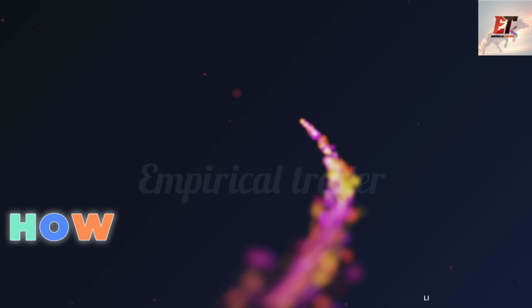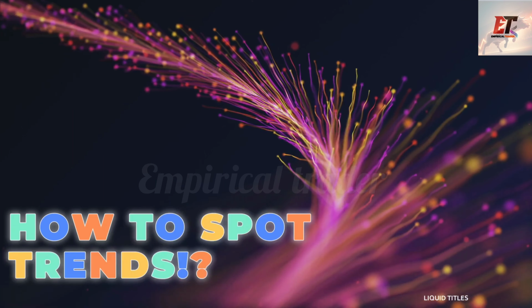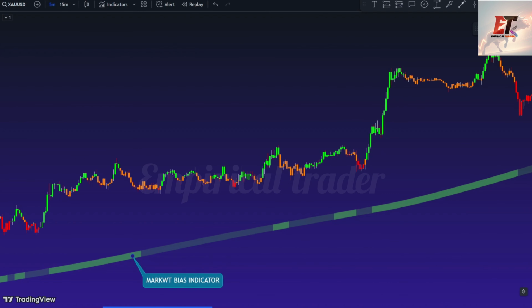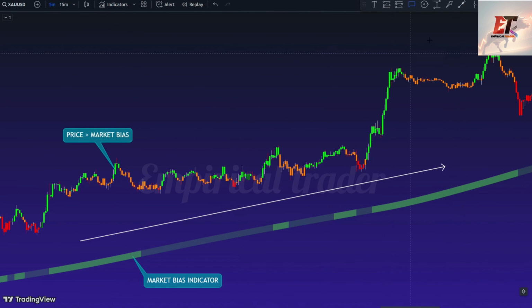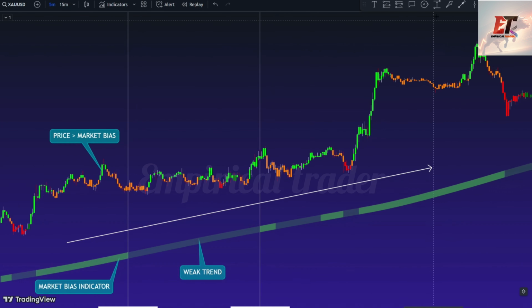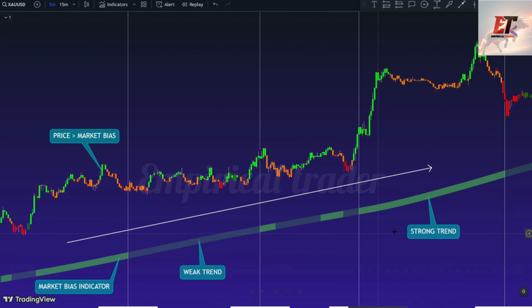So how do we spot the trend with our market bias sidekick? Just keep an eye on the price action candles and where they stay compared to the market bias line. When the price action candles are hanging out above the green line, it means the market is on the rise. The indicator uses bright and dark colors to clue us in on the market's strength. A bright green shade with prices above it tells us the uptrend is strong, but if it's dark green, the uptrend might be a bit shaky.